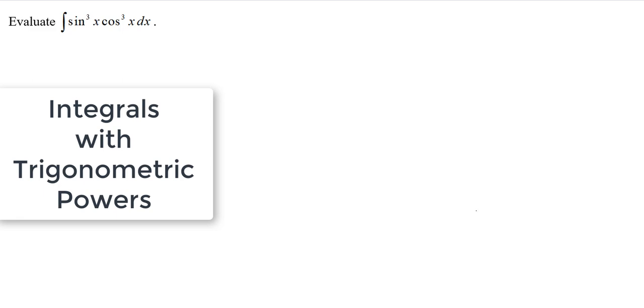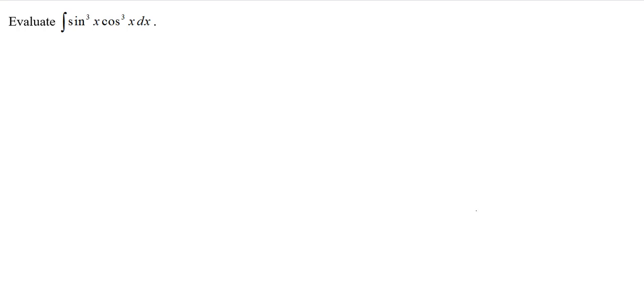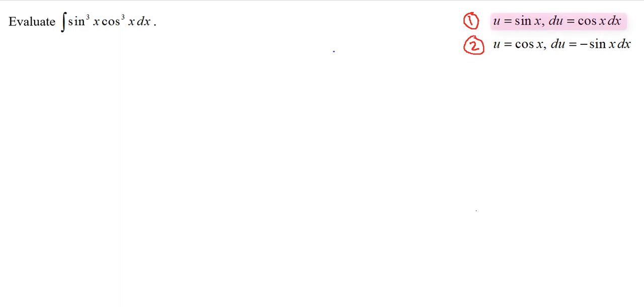We are asked to evaluate the indefinite integral as shown. We first observe that the integrand consists of powers of sine and cosine functions. Since these powers are both odd, we have a choice to use u is equal to sine x or u is equal to cosine x as shown to the right. We choose the first substitution simply because there is no negative sign.